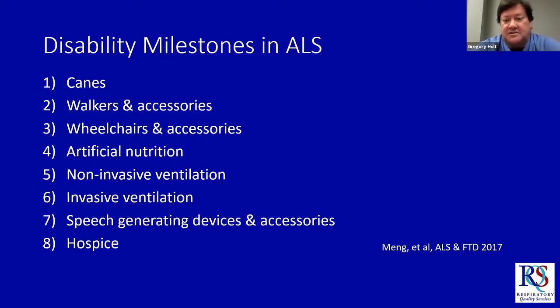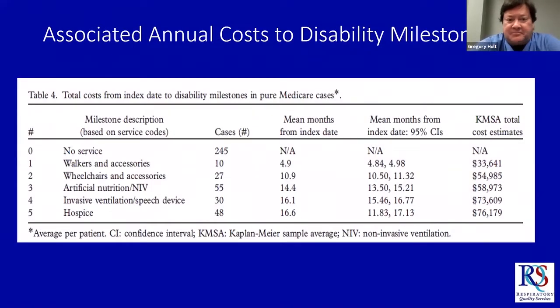Now, the cost associated with all of these, we won't spend a lot of time on here, but you can tell that the costs go up as those disability milestones are reached. For one thing, you don't want to have to burden yourself with the cost, but the cost of tracheostomy versus non-invasive ventilation is something everybody has to consider. Those are the things you have to talk about.